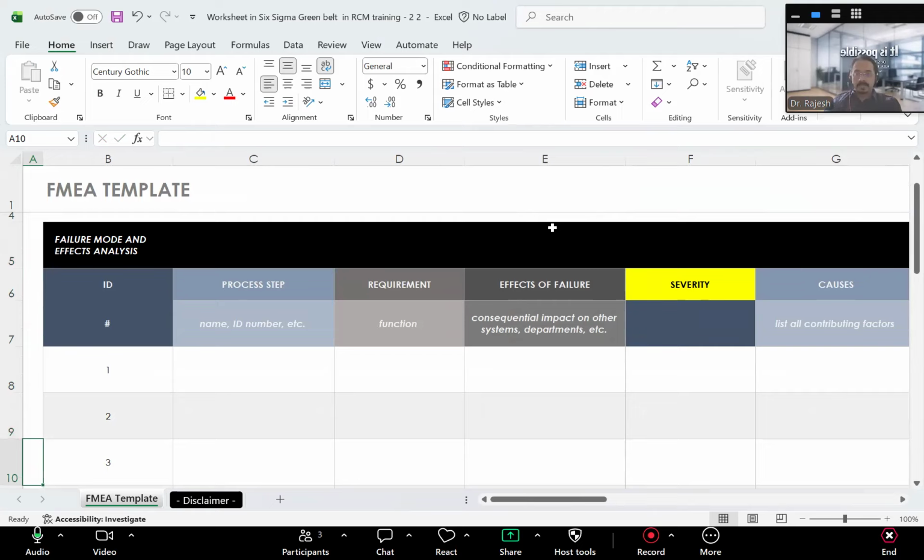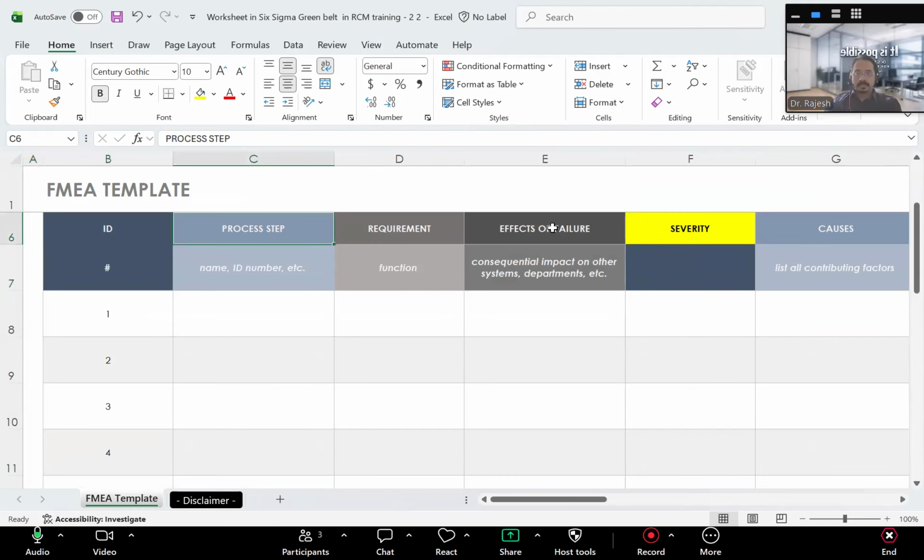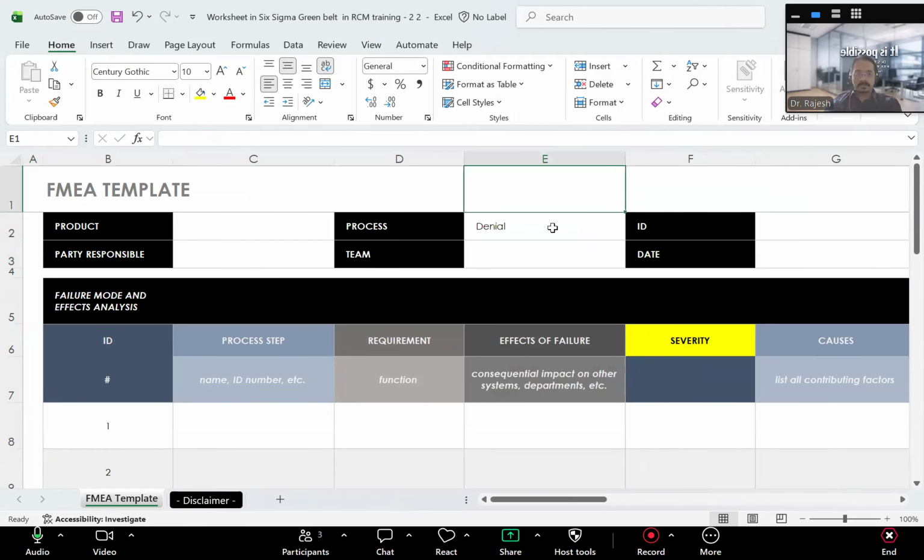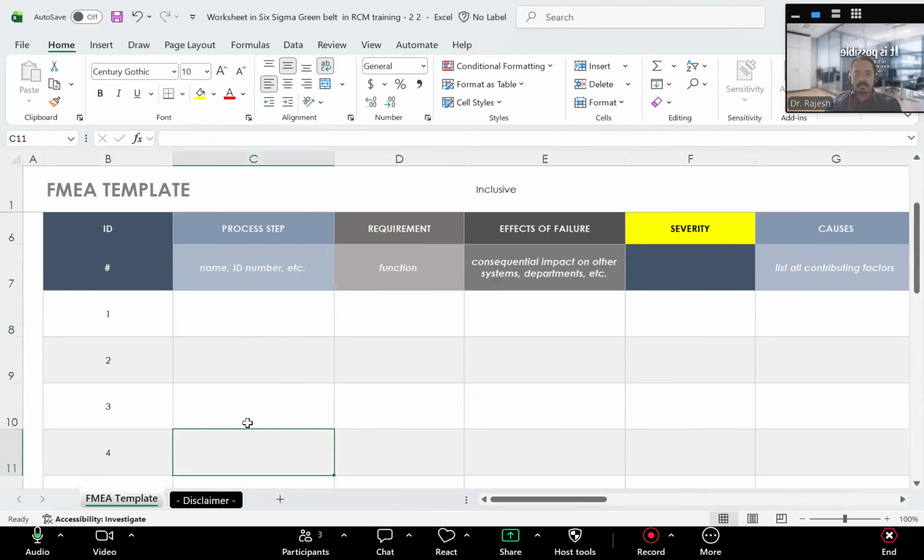For example, I am taking a project, and I'm adding a process step. We will consider an inclusive denial. This is my inclusive denial. For the inclusive denial, what is my process step? First, you have to understand what my primary CPT code is. I enter the primary CPT code.